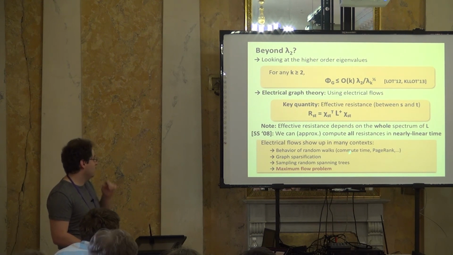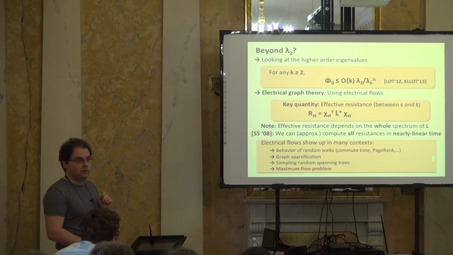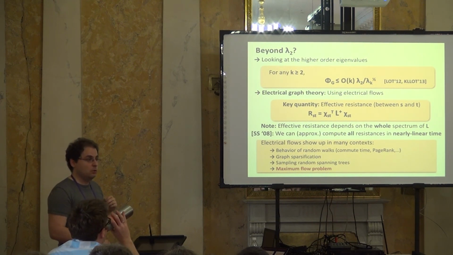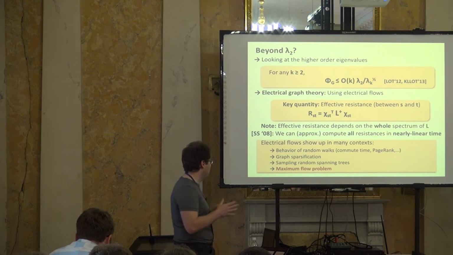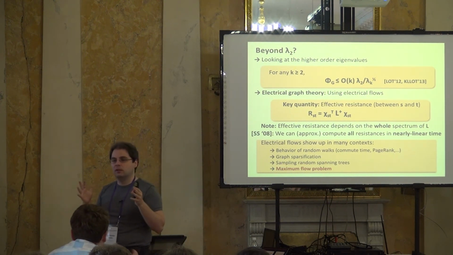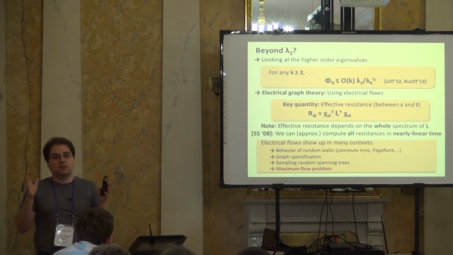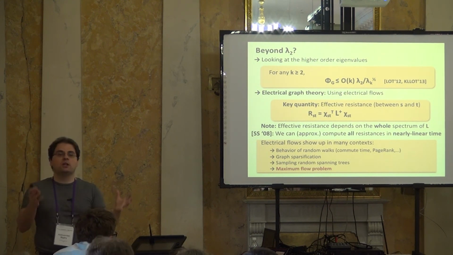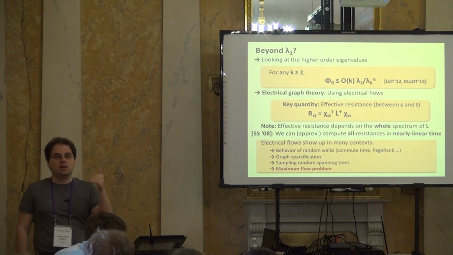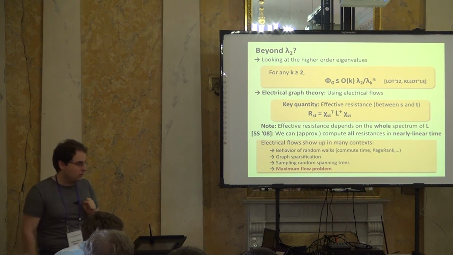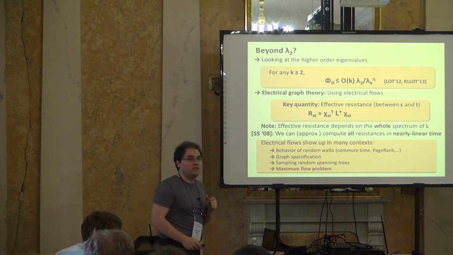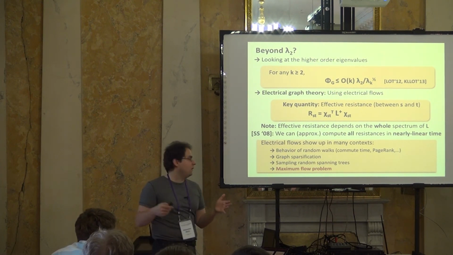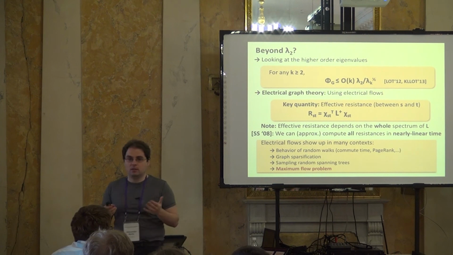In particular, you can understand the commute time of the random walk using this quantity. You can also do graph sparsification using it. If you want to get a combinatorially equivalent graph that is sparse, you take your original graph and sample roughly n log n over epsilon squared edges, proportional to the effective resistance of the edges, and with high probability you will get a sparser graph that has the same properties, and it is nice.